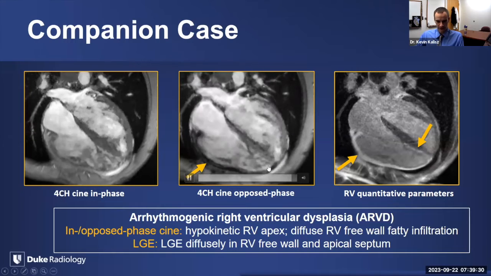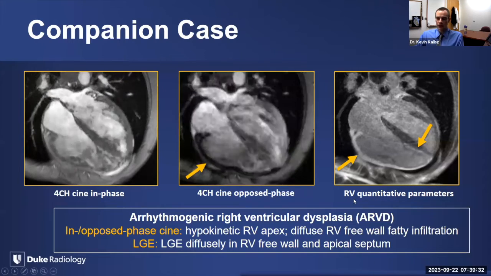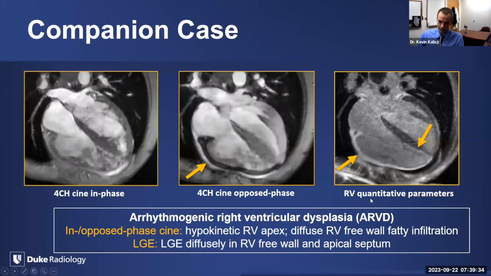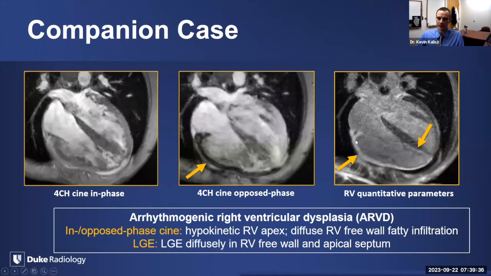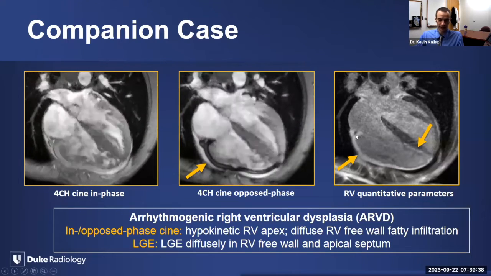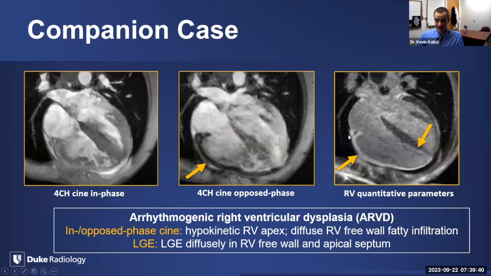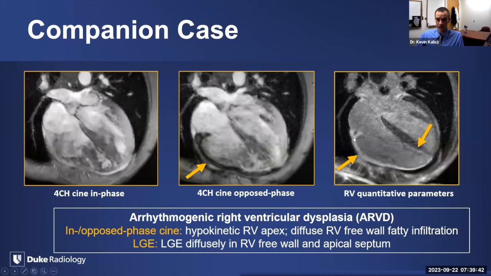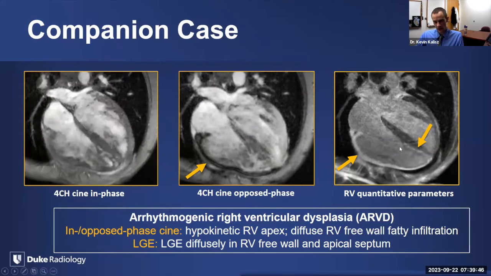diffuse macroscopic fat infiltration. And then LGE is not necessarily a criteria for ARVD, but in severe cases you can have LGE, and this is actually pretty severe and pretty extensive in the sense that pretty much the entirety of your RV, even creeping into the septum here, has diffuse LGE.